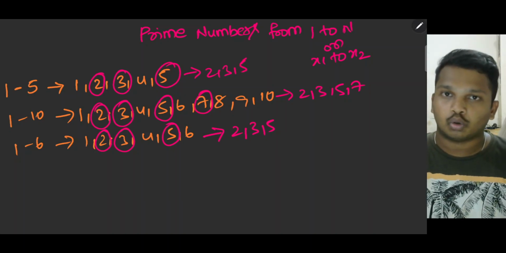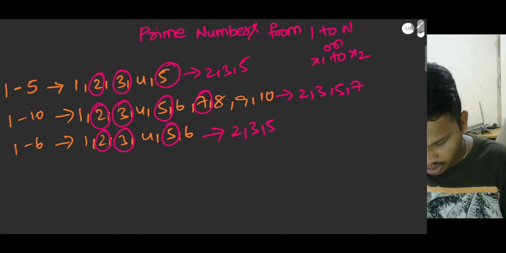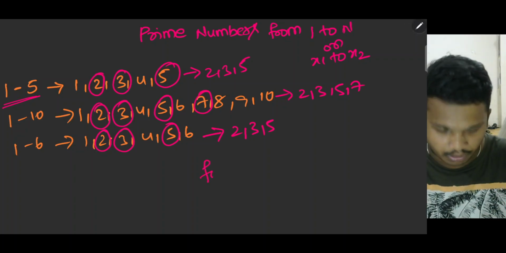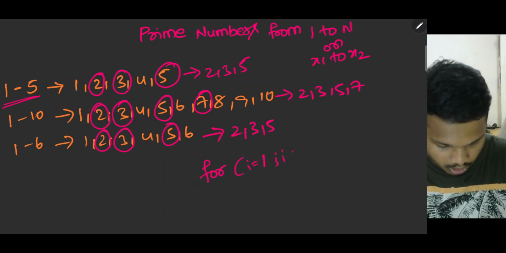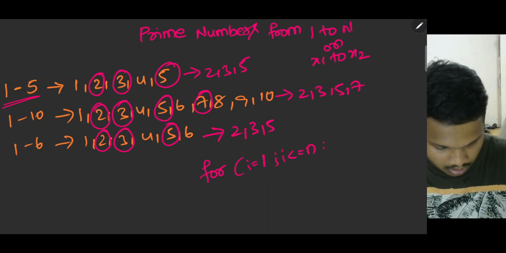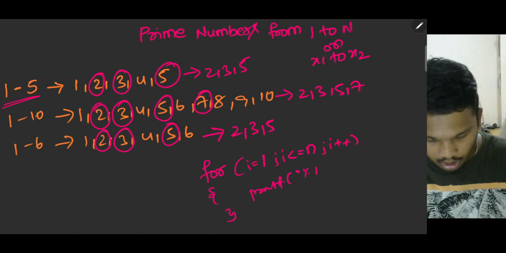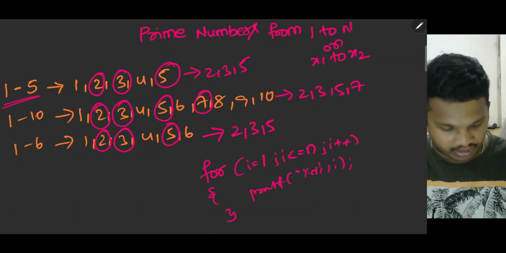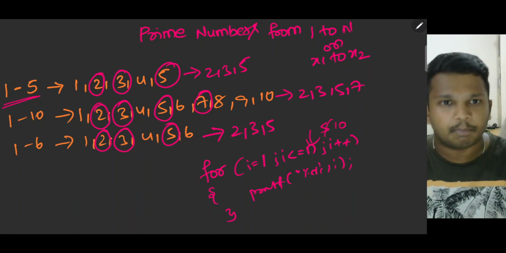Now, we need to solve this problem. How can we solve this problem? First, our approach is, if we want numbers 1 to 5, how can we do it? Just by writing one for loop, for I equal to 1 and I less than or equal to n, I plus plus. By writing this for loop, if we write printf, every time it will print 1, 2, 3, 4, 5. For example, if n is 5, it will print till 5. If it is 10, it will print till 10.